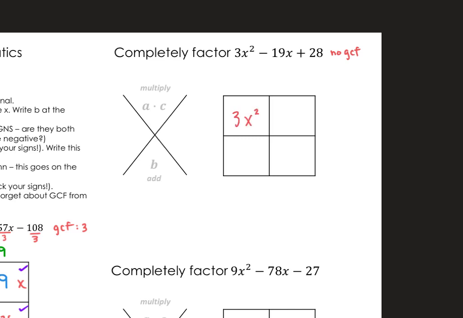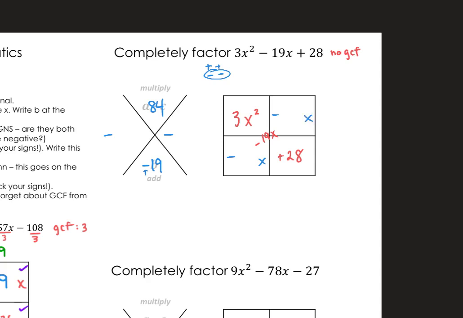So this goes across a diagonal, 3x squared, negative 19x plus 28. Then we're going to multiply AC, so 3 times 28 is 84, and we're adding to make B, which is negative 19. In this case, we're multiplying to make a positive number, which means my signs have to be either plus plus or minus minus. Those are the only ways we can multiply to make a positive. Since we're adding to make a negative number, both our signs are going to be negative. So inside the boxes, these are both going to be negative.